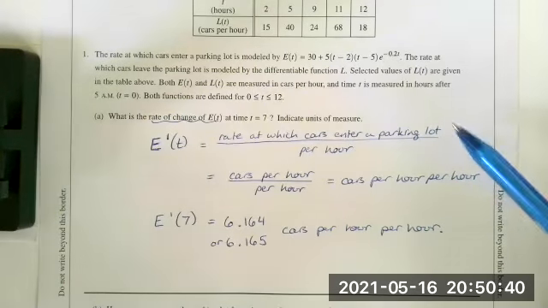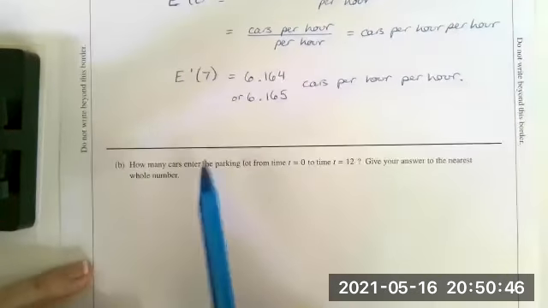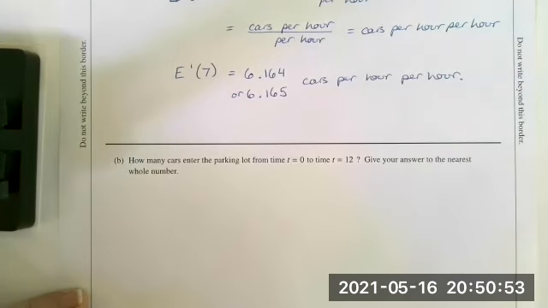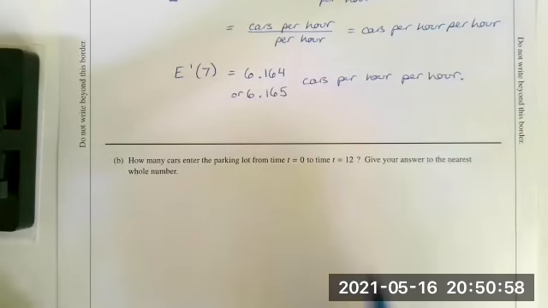Hello again. Still on number 1, now we're going to move to part B. How many cars can enter the parking lot from time t equals 0 to time t equals 12? Give your answer to the nearest whole number. All right, let's see if we can focus that up.